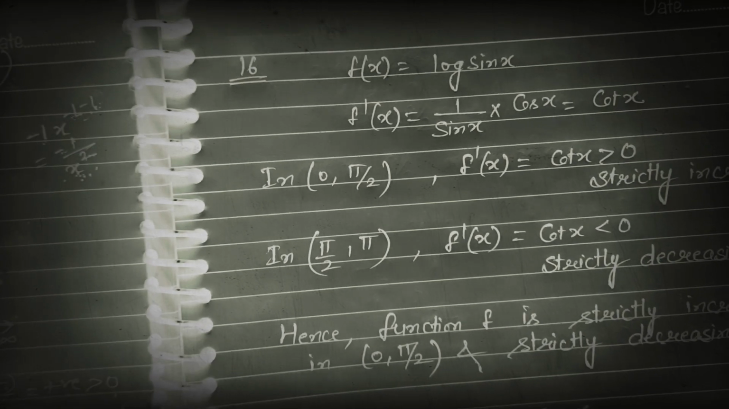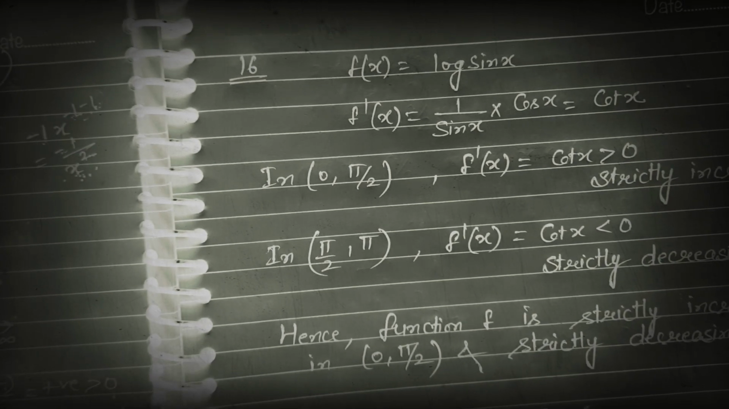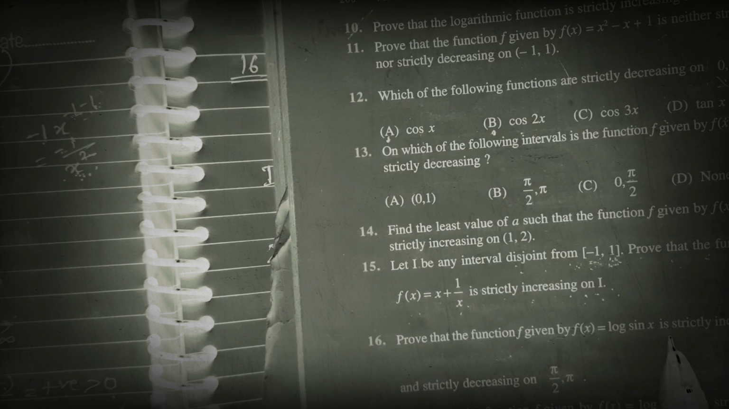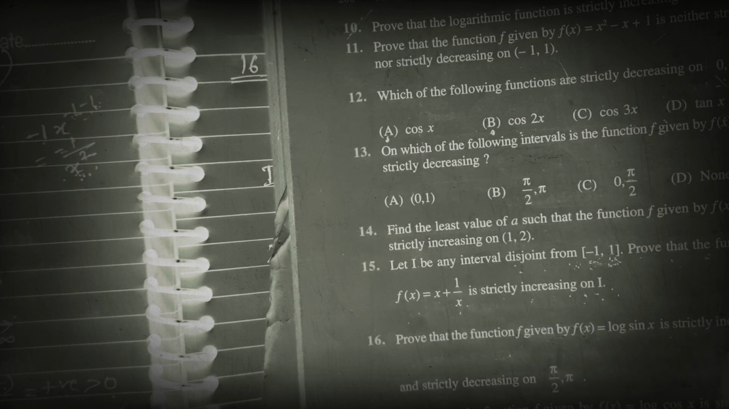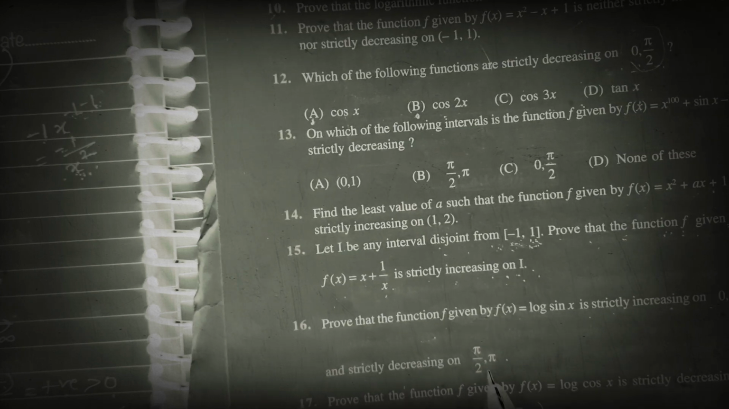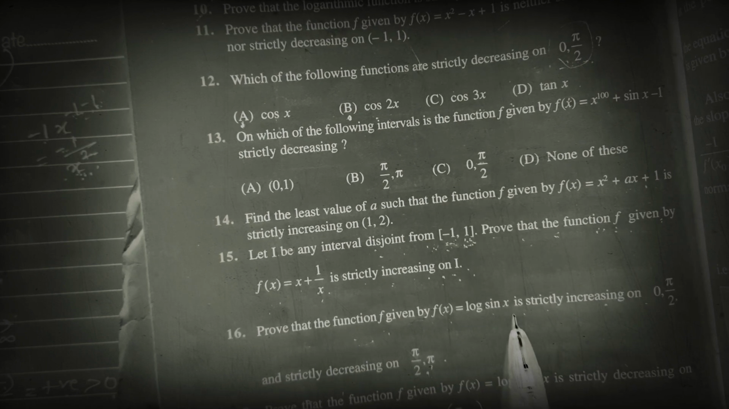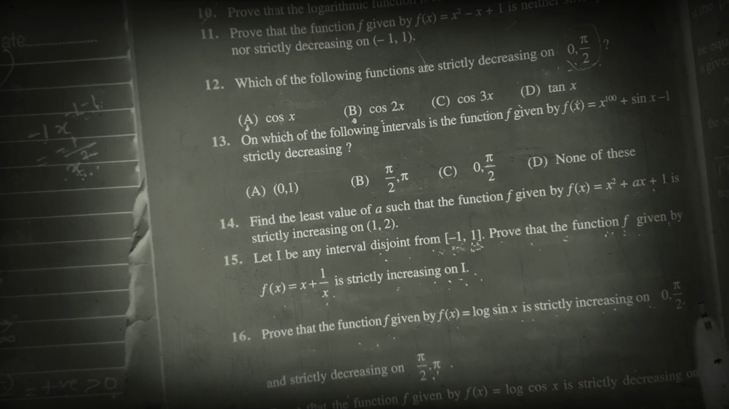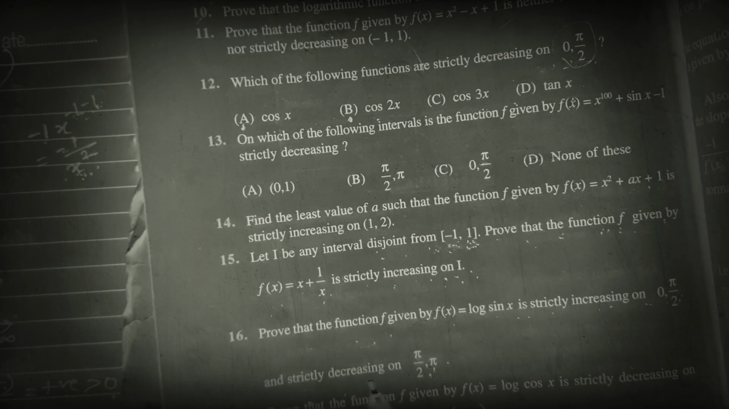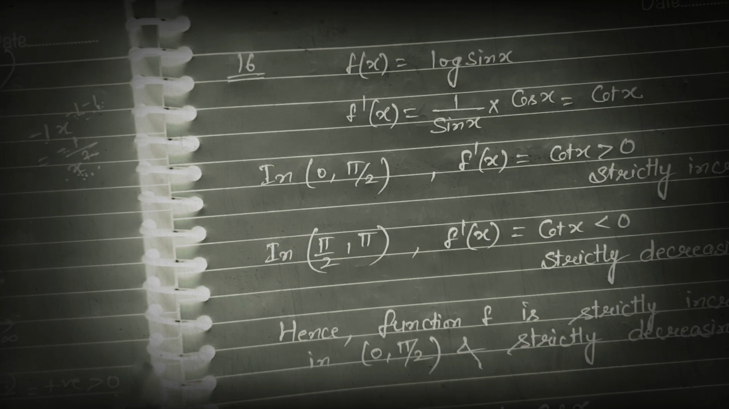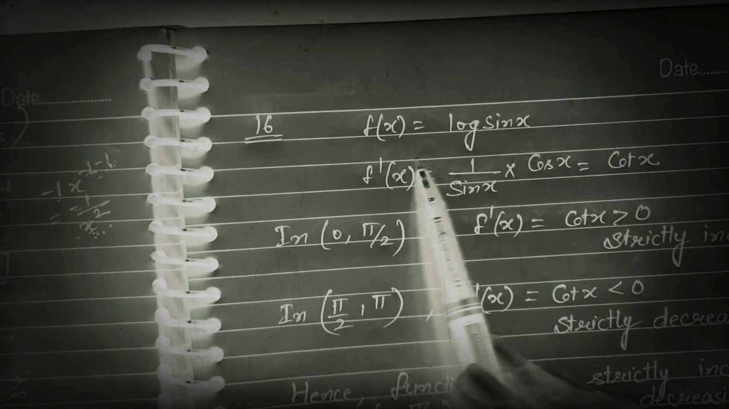In question number 16, f(x) is given as log sin x, and we have to prove that on 0 to pi/2 the function is strictly increasing and on pi/2 to pi the function is strictly decreasing. Look at the question again. Prove that the function f given by f(x) = log sin x is strictly increasing on (0, pi/2) and strictly decreasing on (pi/2, pi). So in this question, an open interval is given. So firstly f(x) = log sin x.